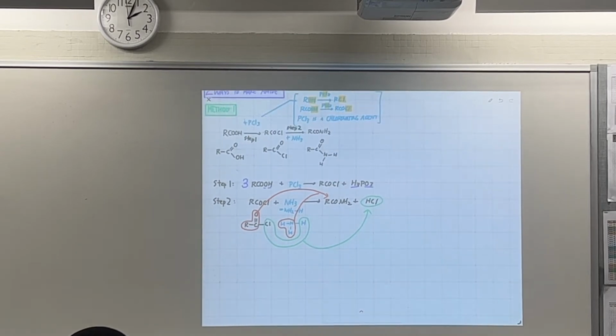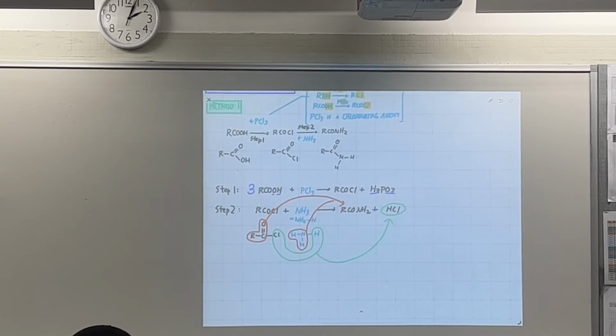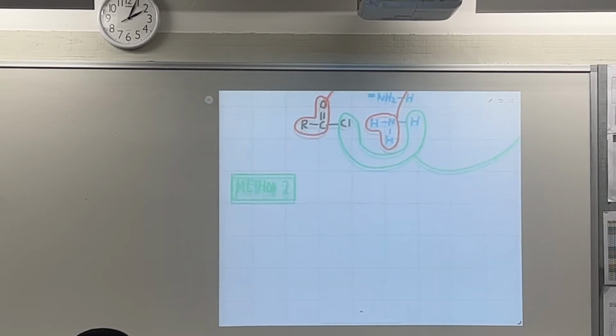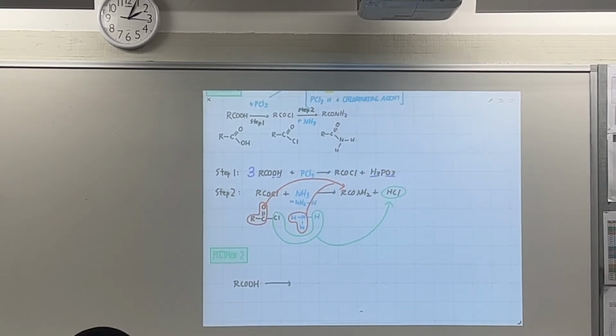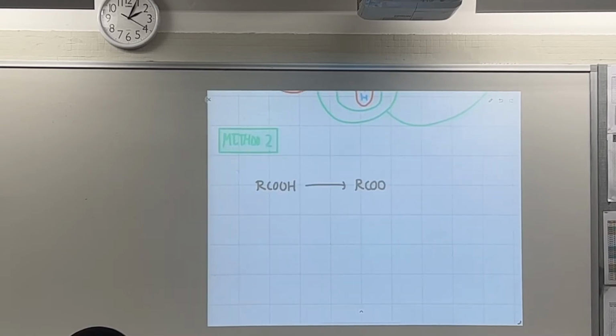We have another method here. Only 2 methods, okay? Maybe that's giving you a nightmare. So we have method 2 below. Method 2 involves reacting the RCOOH with ammonia directly. So this will form RCOO. I'll ask you to write this equation because you should know.